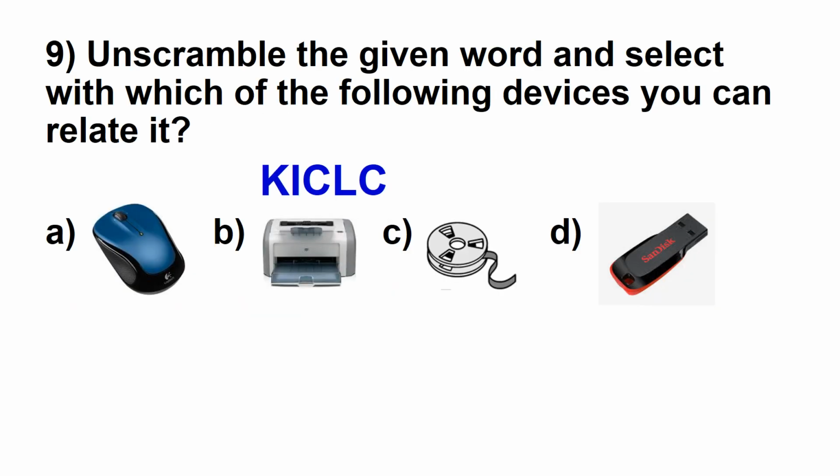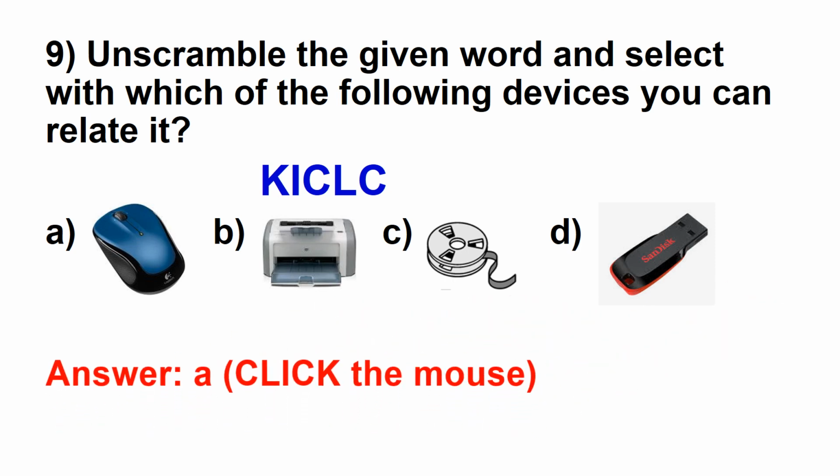Next one. Unscramble the given word and select with which of the following devices you can relate it. So you have a word here, you need to unscramble it. So after unscrambling, the word what you get is click. So which is the device which is used to click? It's mouse.